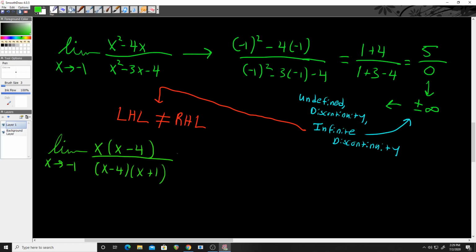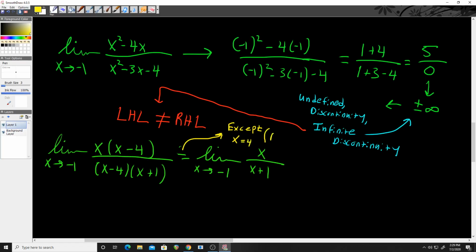And there we go. Look at that. X minus 4 goes away. And we're left with x over x plus 1. Now, again, this function, x over x plus 1, is going to be identical to this one, except at x equal 4. Okay, so identical except at x equal 4.